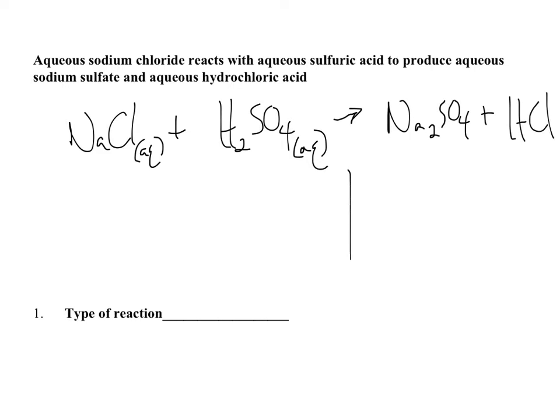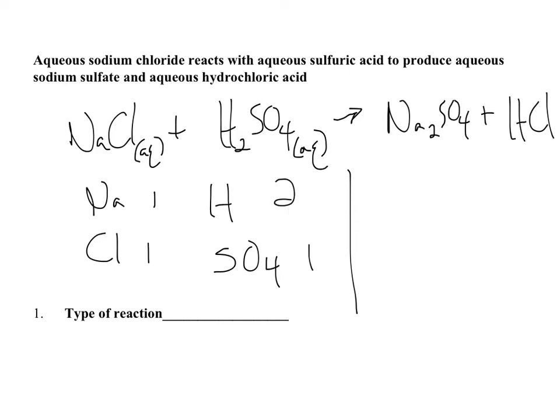So again, divide up the sides. We've got sodium, we've got chlorine, we've got hydrogen, and since sulfate appears as a polyatomic ion on both sides, I'm going to keep that as a unit. We've got 1, 1, 2, and 1. On this side, I've got sodium, 2. I've got SO4, there's 1 on this side. I've got 1 chloride, and I've got 1 hydrogen.